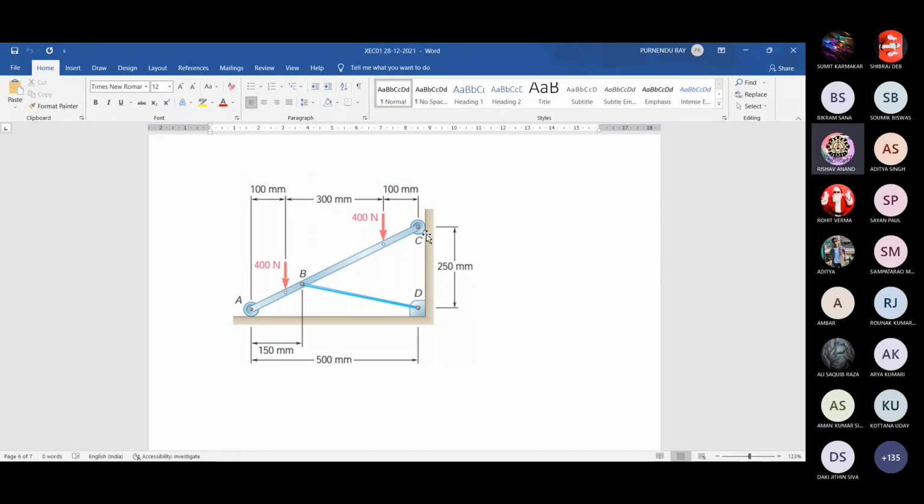Okay, in short, at A, the reaction will be vertical upward. At C, the reaction will be offered by the vertical wall. It will be horizontal towards the left. Done. There will be one link force in this connecting member BD, and we utilize sigma Fx equal to 0, sigma Fy equal to 0, and sigma M equal to 0 to solve this.